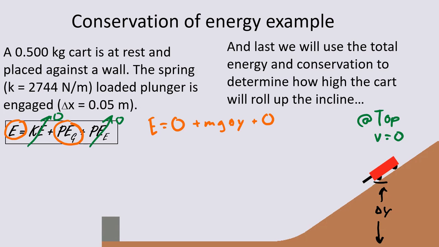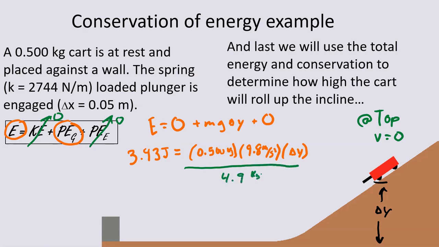times the vertical displacement. So we have our 3.43 joules of energy, we have our mass of 0.5 kilograms, 9.8 meters per second squared is the acceleration due to gravity, and our vertical displacement. The 0.5 kilograms times 9.8 meters per second squared is about 4.9 kilogram meters per second squared, so that'll cancel out on the right side, and we'll divide that over on the left side as well. And so we're ending up with a unit there of joules per kilogram meter per second squared.